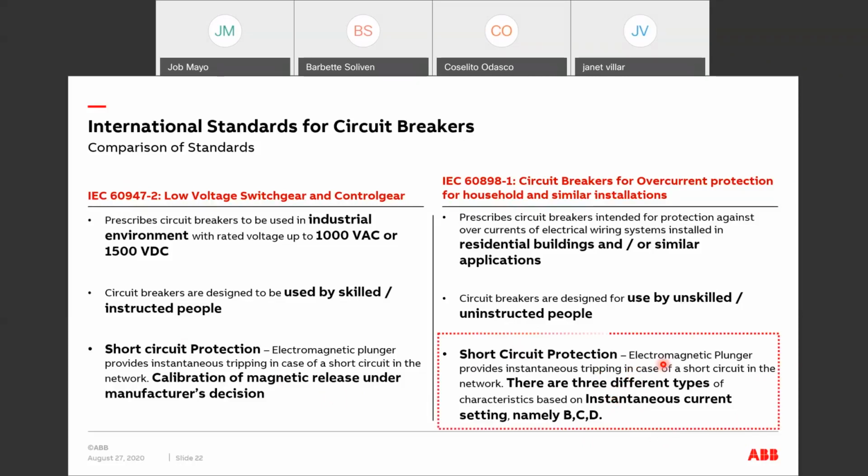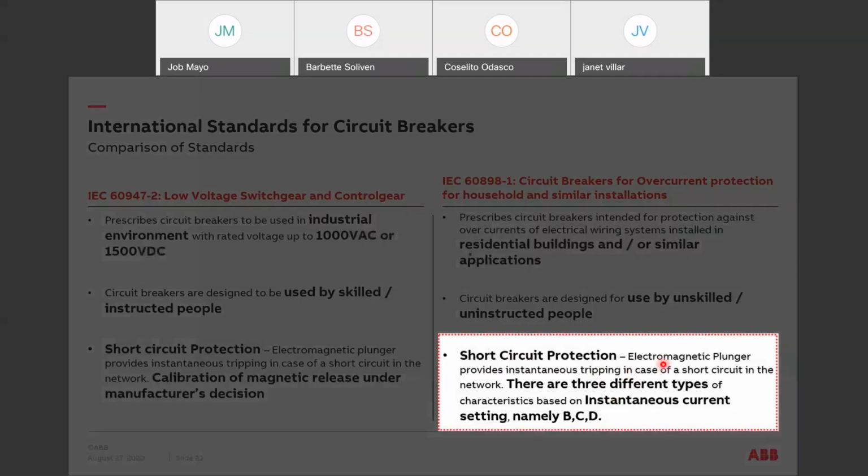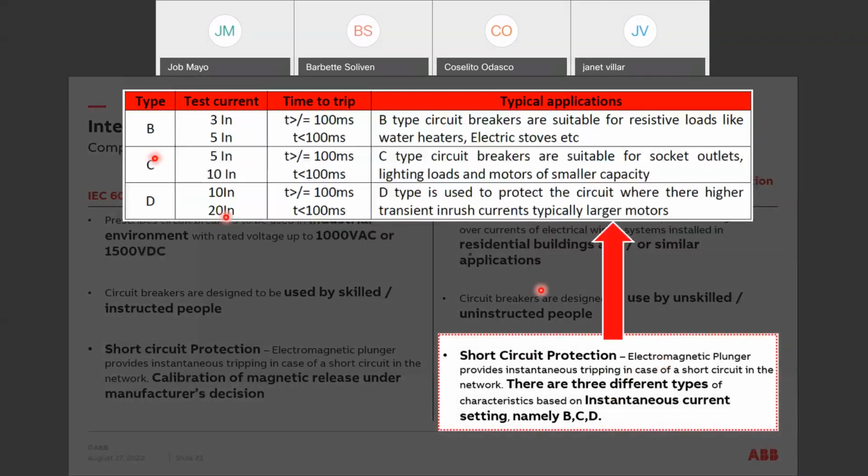So for short circuit protection, here's what you'd see in reference to the curves. We have the B type, the C type, and the D type. Time to trip is the same. The difference is the test current. For B type, it's tested at 3 to 5 times the rated current of the circuit breaker. B-type circuit breakers are suitable for resistive loads like water heaters, electric stoves, etc.